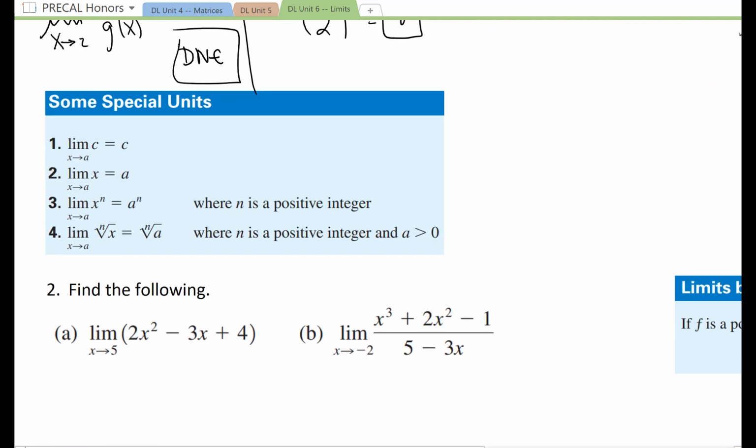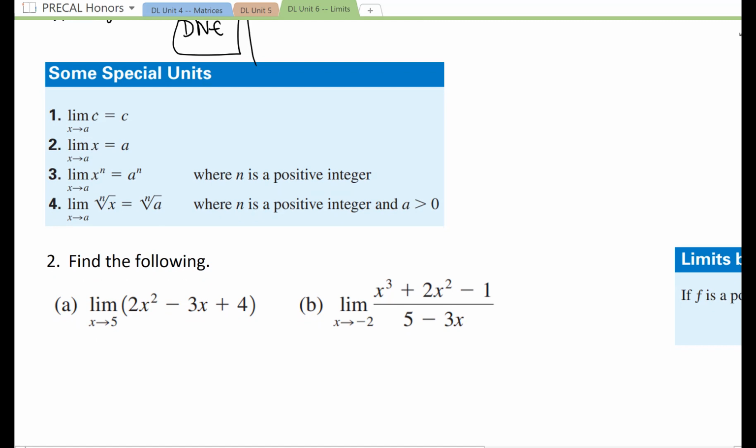Some special limits. The limit of a constant as x approaches a is simply that constant. The limit of x as x approaches a is a. The limit of x to the n as x approaches a is a to the n, where n is a positive integer. The limit of nth root x as x approaches a is equal to nth root of a.